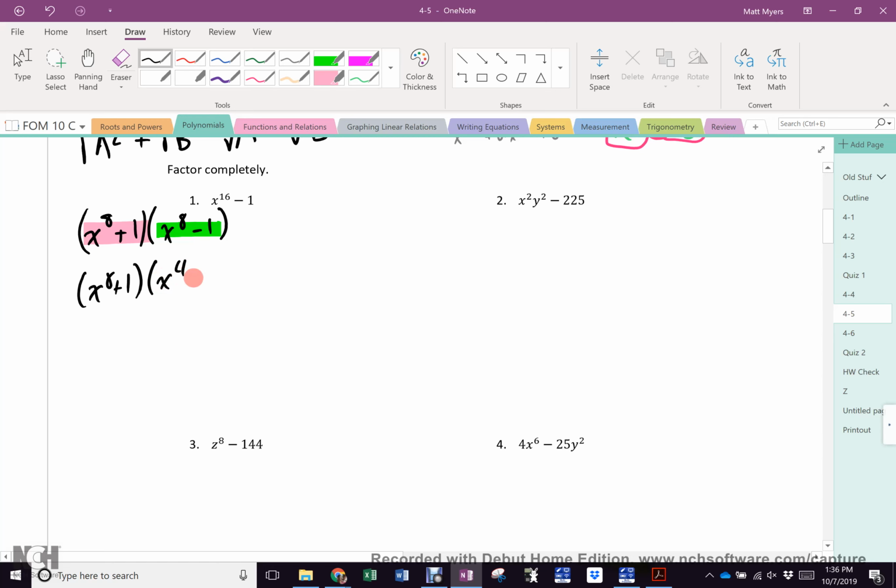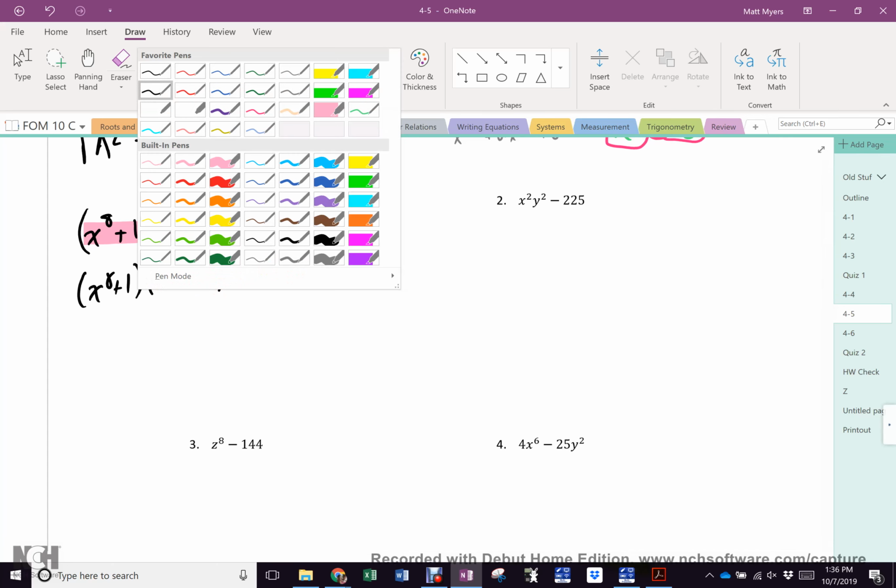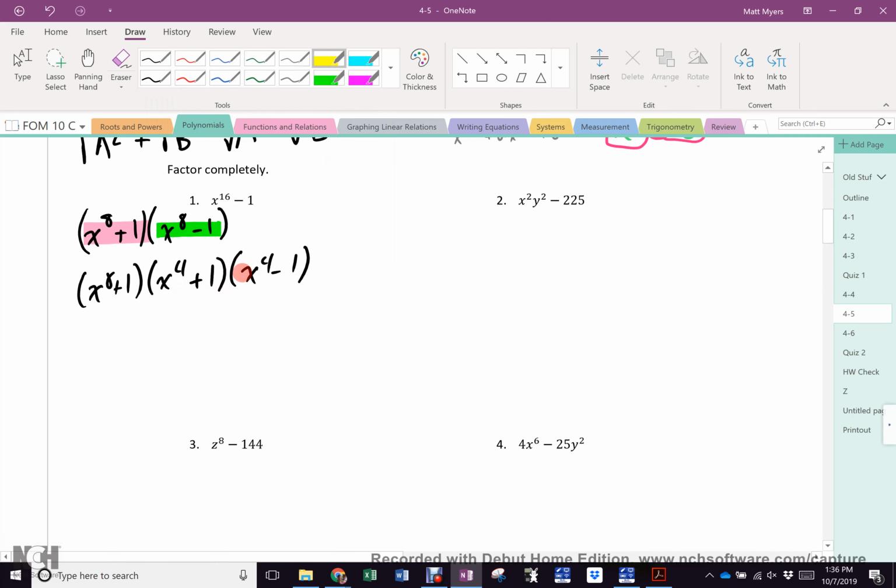X to the 4th, x to the 4th minus 1. Well, I would do the plus 1 first. And then x to the 4th minus 1. Am I done? No. What do you see right there? I can go again. X to the 8th plus 1, x to the 4th plus 1.